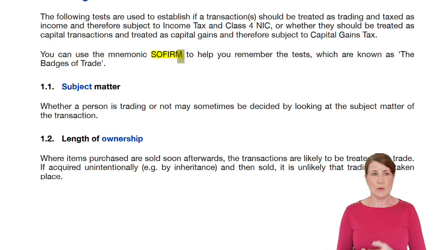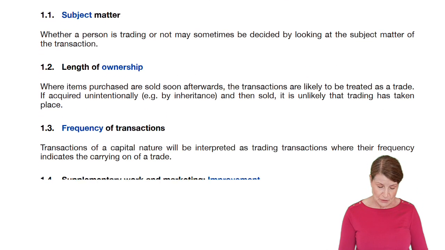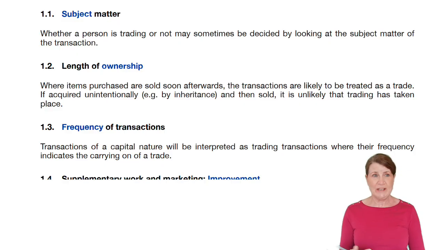Now, SOFIRM, going through each of those letters in turn, the S in SOFIRM stands for the subject matter of the transaction. Basically, what is it that you are selling? Now, generally, when you acquire something, you are deemed to acquire it for one of three reasons. So one reason could be because it's an investment, so it's going to grow in value or it's going to produce an income, like stocks and shares or a property. Another reason why you might buy it is for personal use.